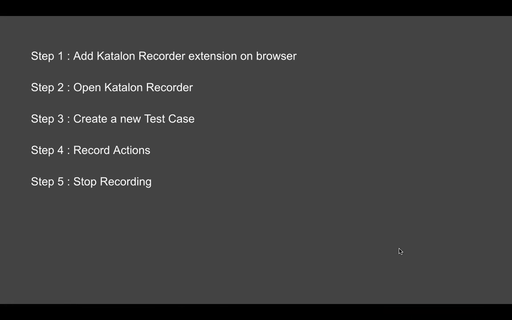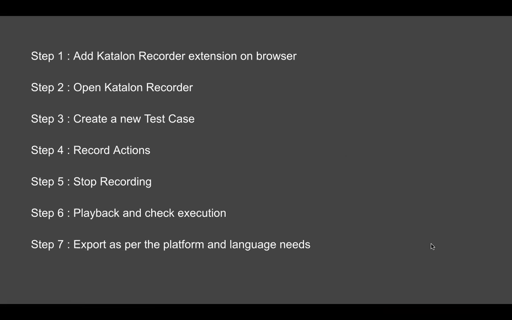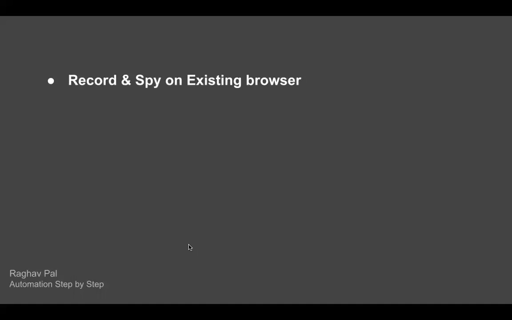So we have seen how to get Katalon Recorder. We have seen its features and functionality. We have also seen how we can export and all those things. But we do not want to use Katalon Recorder for its functionalities. We just want it so that we can do capturing and recording on the primary browser when we are using Katalon Studio. And that is exactly the next topic: how we can record and spy on the existing browser, that is our primary system browser.